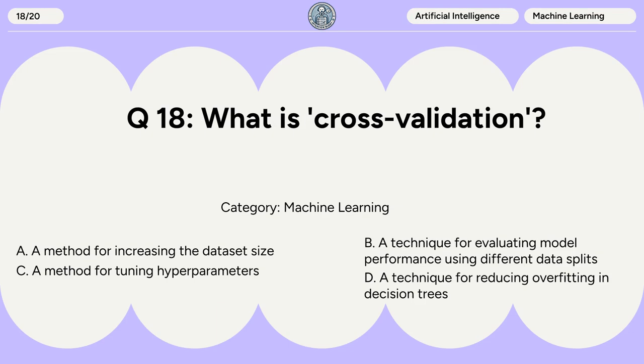Question 18. What is cross-validation? A. A method for increasing the dataset size. B. A technique for evaluating model performance using different data splits. C. A method for tuning hyperparameters. D. A technique for reducing overfitting in decision trees.